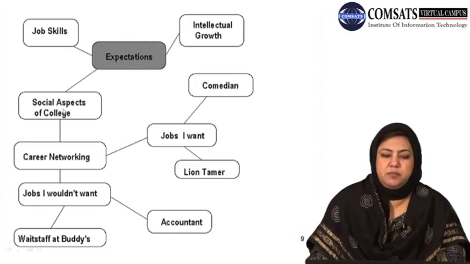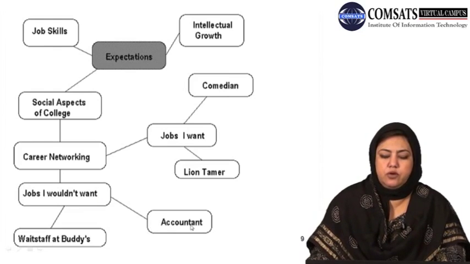Now from this maybe you can think of something else. What are the social aspects? For example, career networking. Within career networking, now again you think of it and you think of jobs I want to do and jobs I don't want to do. Within jobs I don't want to do, a particular job that comes to your mind, or a couple of other jobs that come to your mind.